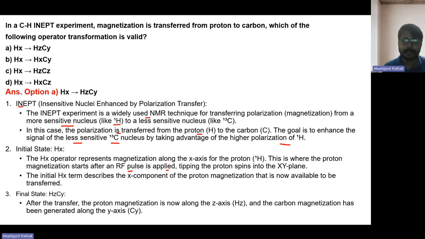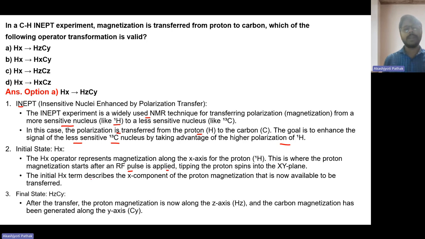At the very beginning, in which direction are the nuclear spins oriented? In the z-axis, right? All the nuclear spins are oriented along the z-axis. Now what I have done is tipped the bulk magnetization from the plus z-axis to the XY plane, so my bulk magnetization is now along the x-axis. This is where the proton magnetization starts after an RF pulse, and that is where I will start my INEPT experiment.